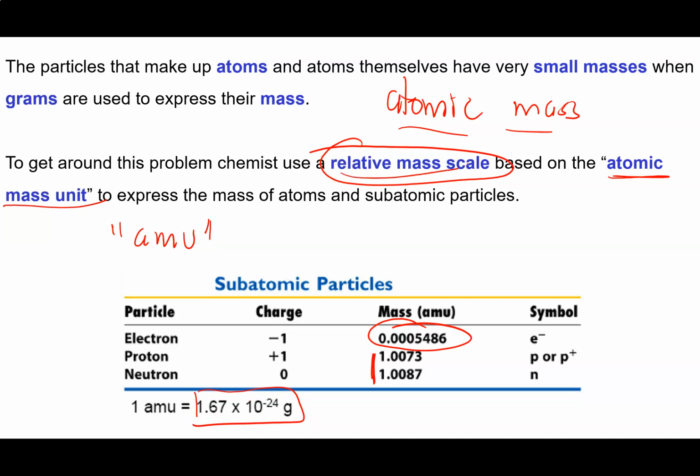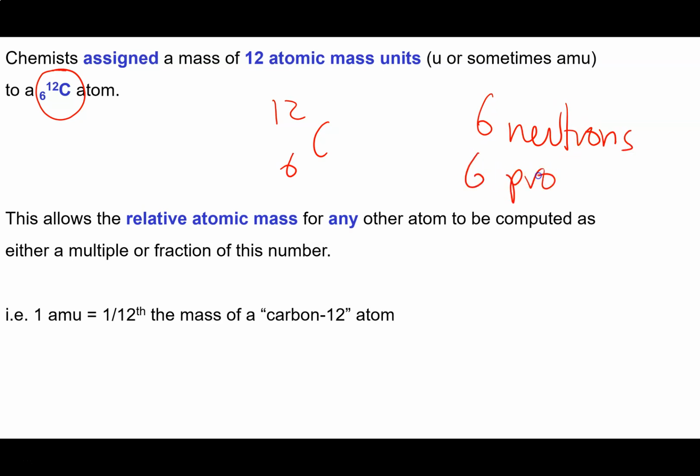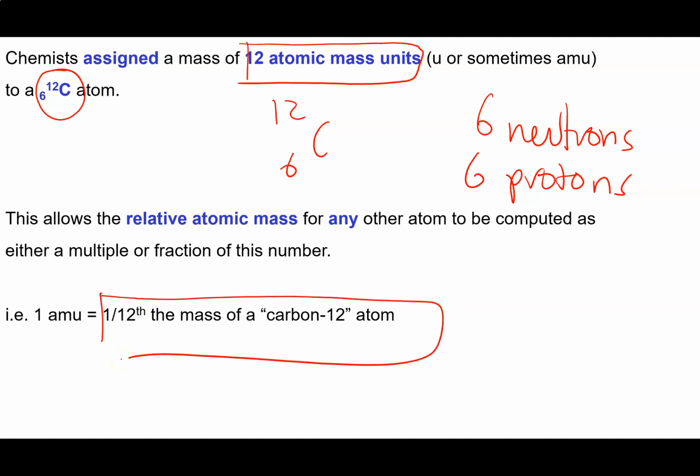So where does this scale come from and how does it work? What we did was we said that the atom of carbon that has 12 particles in its nucleus, so that means it's got 6 neutrons and 6 protons in its nucleus, has a mass of exactly 12 AMU. And then we're able to assign the mass of any other object or any other atom as either a multiple or a fraction of that number. So 1 AMU is quite simply 1/12 the mass of a carbon-12 atom. And you can see I'm using that alternate way of identifying an isotope here.